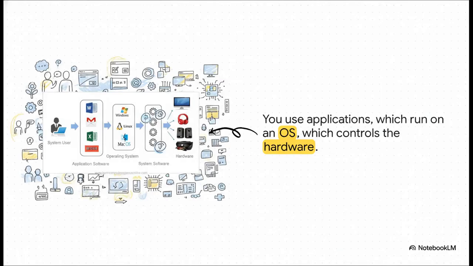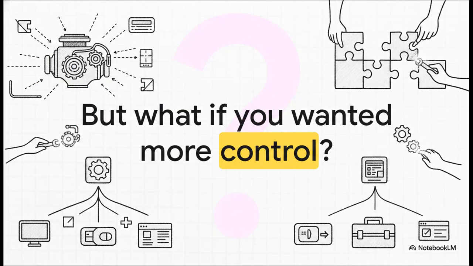So, this diagram, yeah, it probably looks pretty familiar, right? This is the basic setup for pretty much any computer out there. You've got you using your apps, which run on an operating system, like Windows or Mac OS. And that OS is what tells the actual hardware what to do. Super straightforward. But what if you wanted more control?